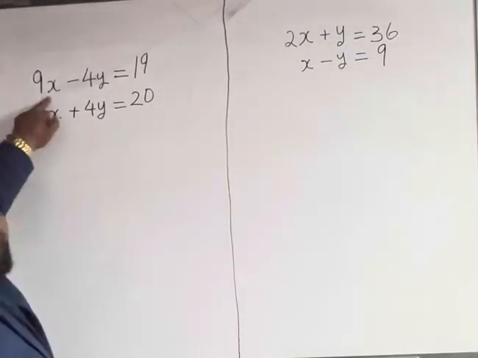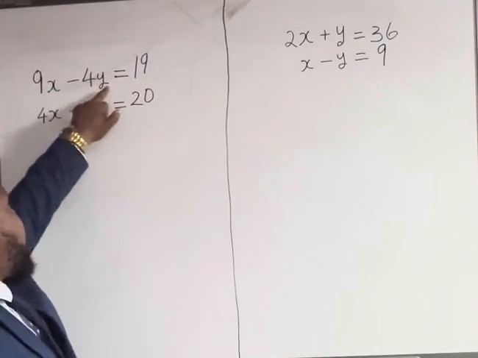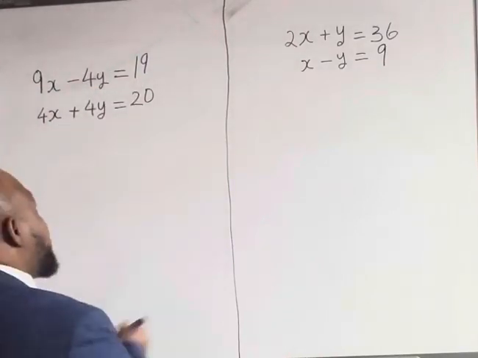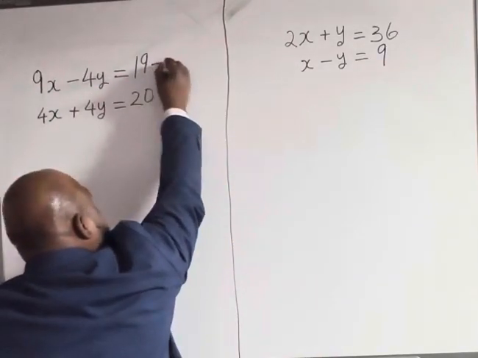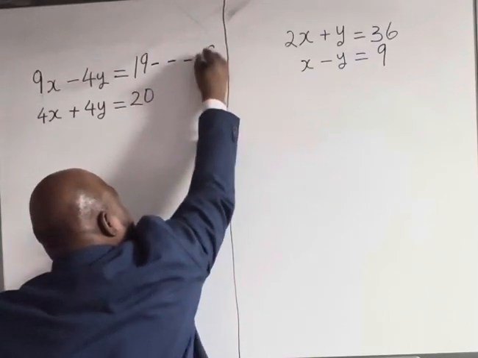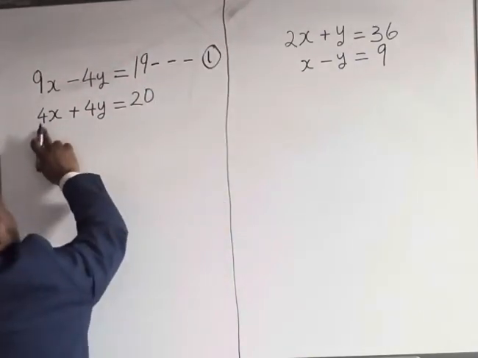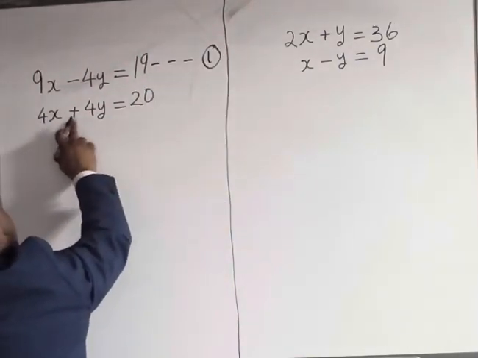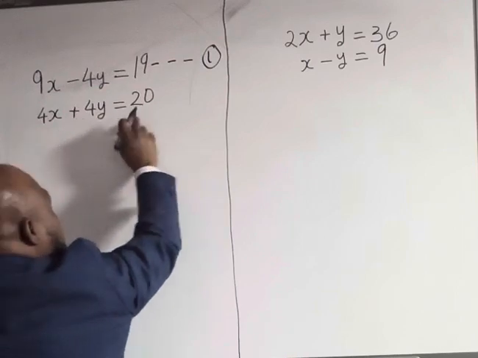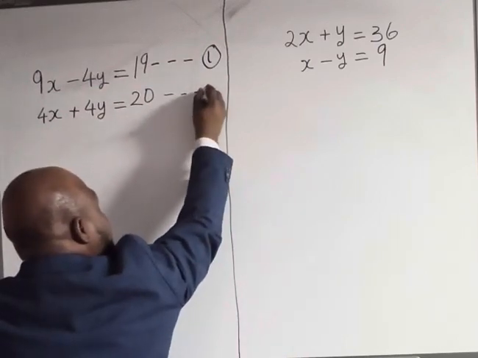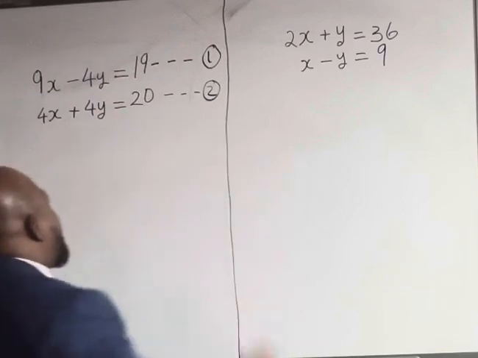It says 9x minus 4y is equal to 19. We'll call that equation 1. And then equation 2 is 4x plus 4y is equal to 20. So that will be our equation 2.